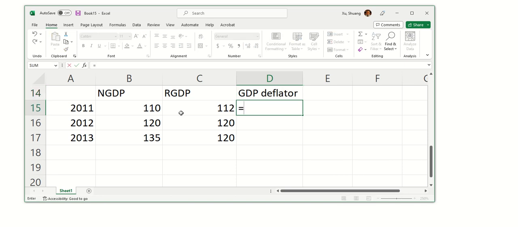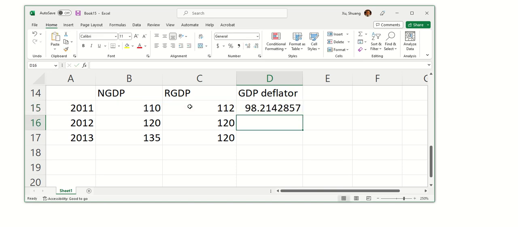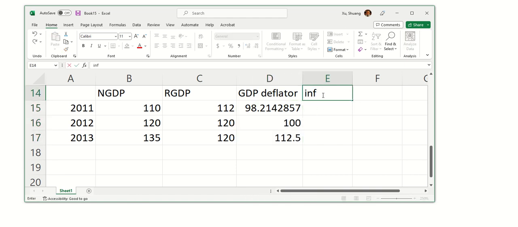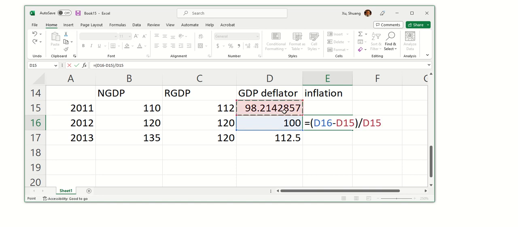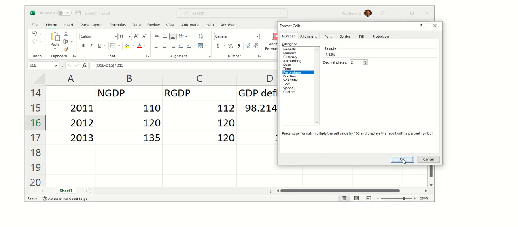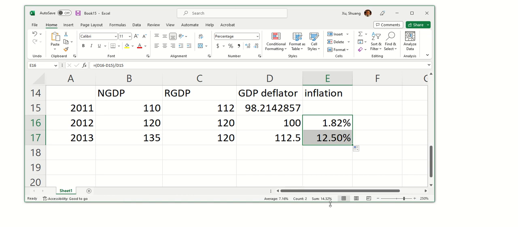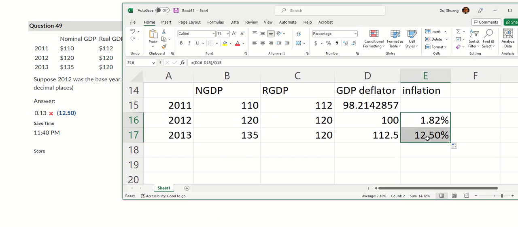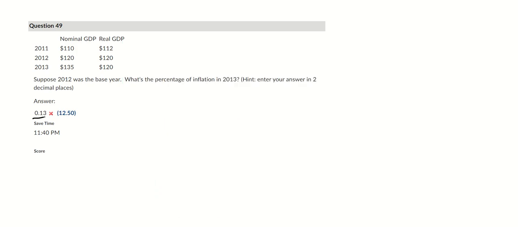First, for our GDP deflator, that's the nominal GDP divided by real GDP times 100. Do that for all the years. And for inflation, that's this year's deflator minus last year's deflator, divided by last year's deflator. Make sure your answer is in a percentage, with 2 decimals, and this will be our inflation for the 2 years. So the answer is going to be 12.5%. I think the reason your answer is wrong is that it's a decimal. You want a percentage, so make sure to do a percentage and then 12.5%.